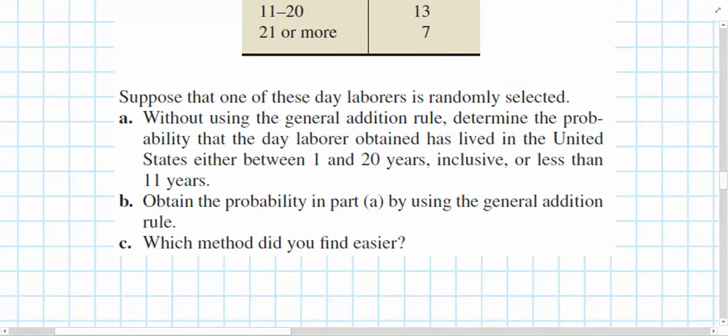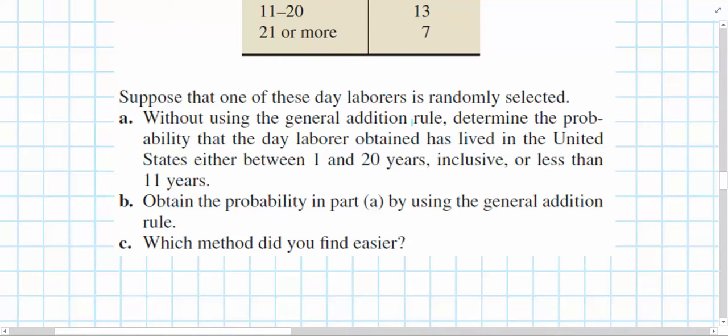So let's suppose that one of these day laborers is randomly selected. Without using our general addition rule, determine the probability that the day laborer obtained has lived in the United States either between 1 and 20 years inclusive or less than 11 years. So we'll calculate this probability by hand first by looking at the chart, and then later we will try to find the solution by using the general addition rule.